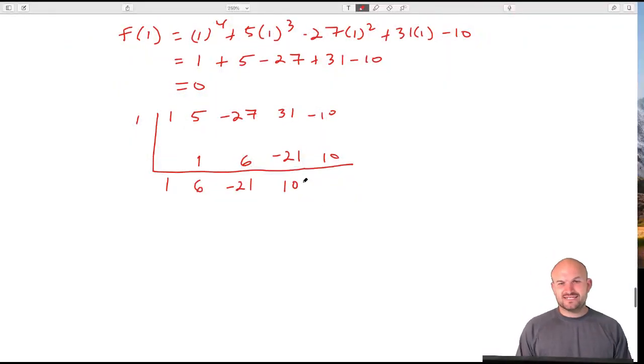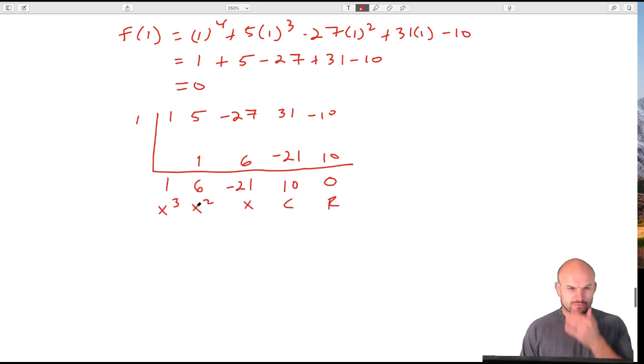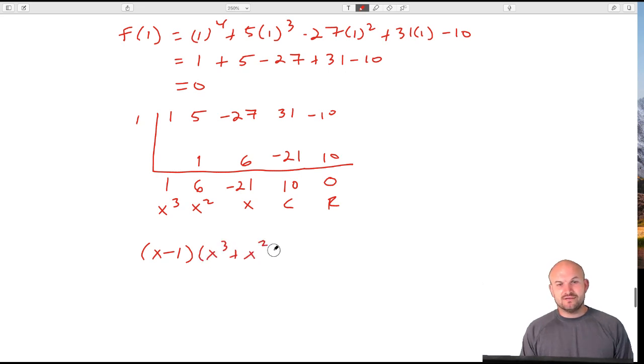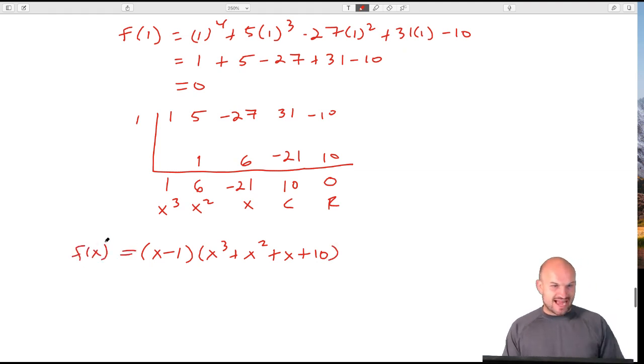And automatically I can tell that that's not going to be factorable. So that's the remainder, constant, linear, quadratic, and that's the cubic. So technically, I have one factor, right? X minus 1. And then my other factor here is x cubed plus x squared plus x plus 10, right? So what I did by doing this is I've just factored this down.